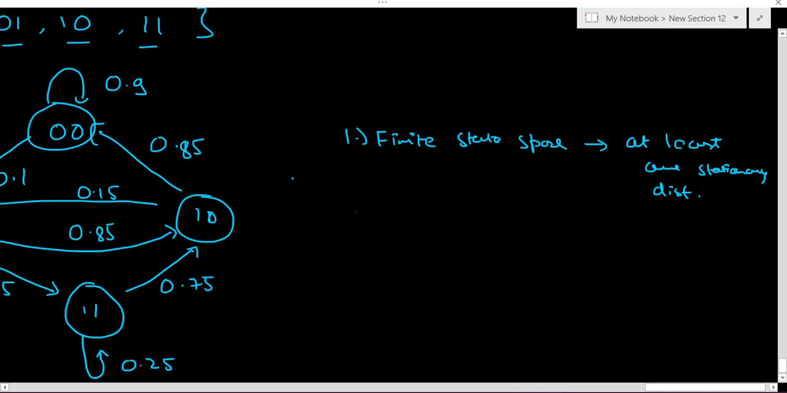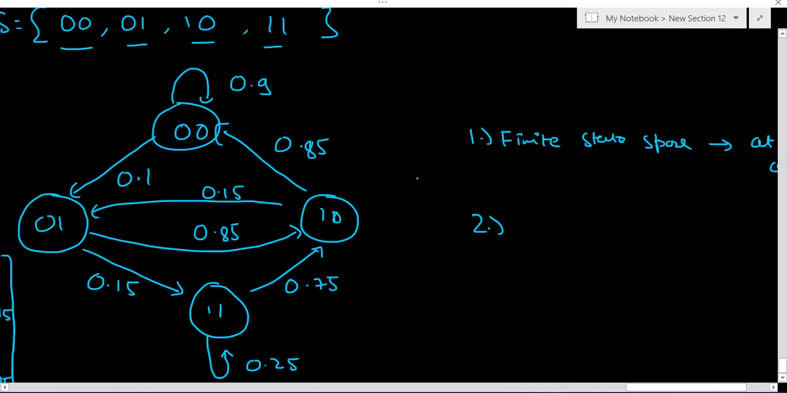The second condition is whether the process is irreducible or not. So can you get from every state to every other state? From 0 0 I can go to 0 1, then from 0 1 to 1 1, so I can go from 0 0 to 1 1, and then to 1 0 as well. From 0 1 I can go to 1 0, I can go to 1 1, and I can go to 0 0 via 1 0. And from 1 1 I can go to 1 0, to 0 0, and then to 0 1 as well.